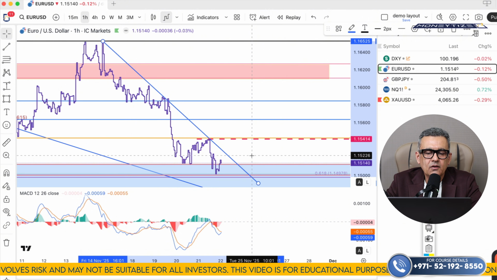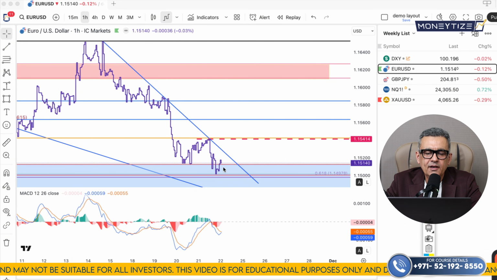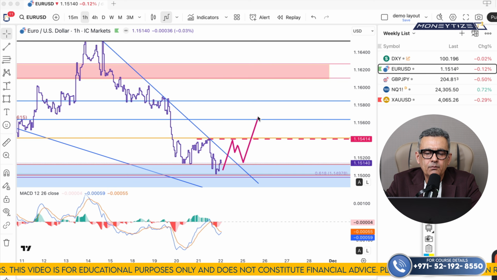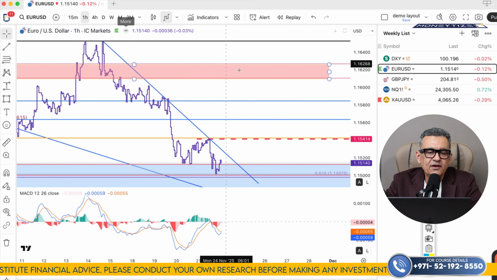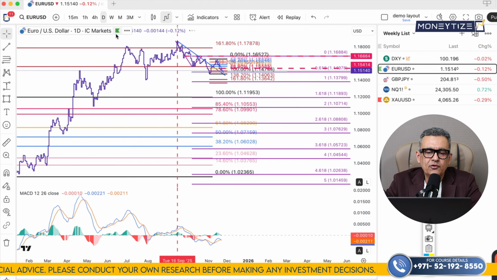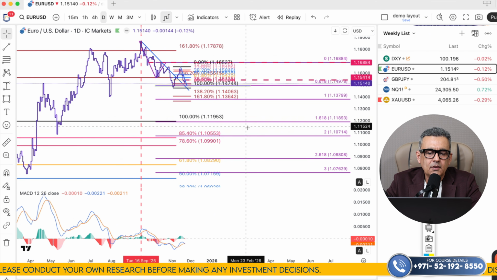If you see a convincing break above the trend line, a perfect retest, then you can quickly enter into a short-term buying opportunity and you can take your profit around 1.1620 and exit. So only short-term play. Otherwise, in the longer run, I'm expecting Euro USD to correct further down.